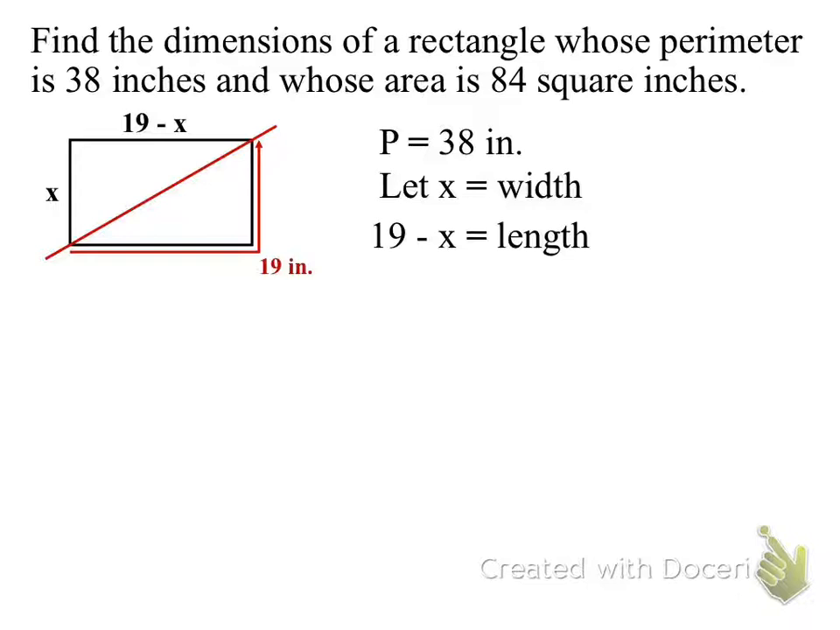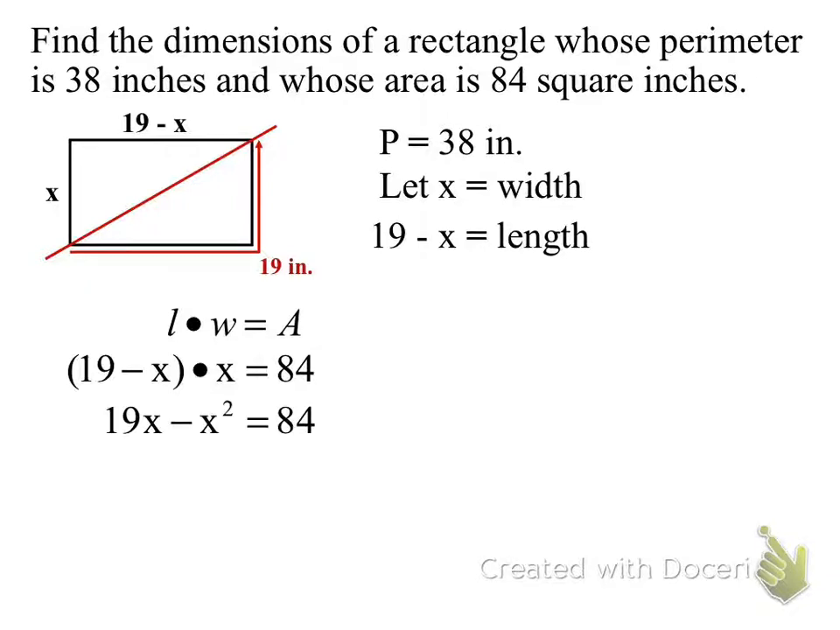Now what we have is two sides and an area. X, what's the area formula for a rectangle? Length times width equals area. And we have to substitute X times (19 minus X) equals 84. And then we distribute and set it all equal to 0.